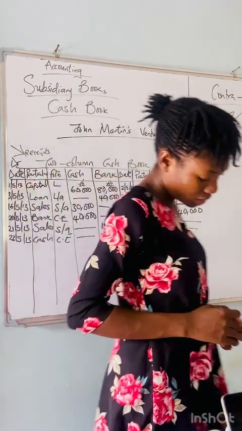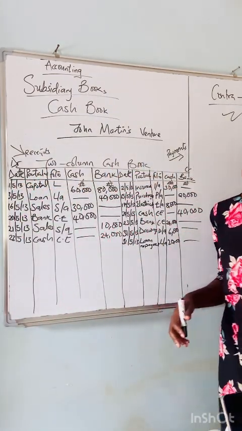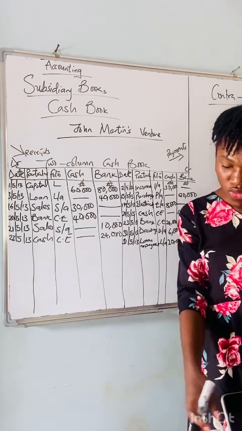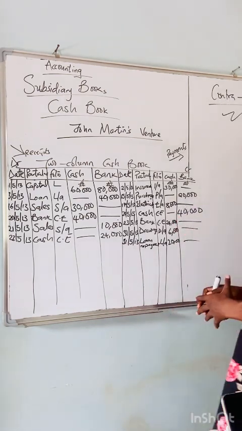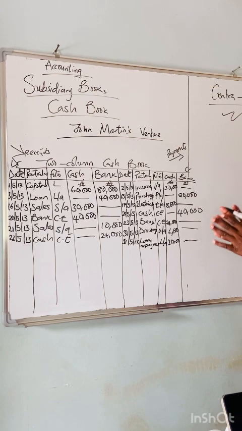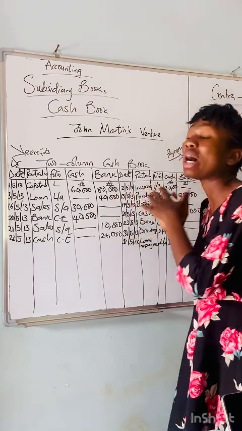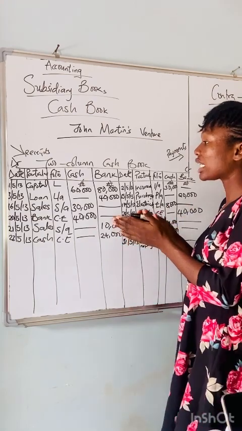So this is our last transaction, right? This is our last transaction. We are through with all our transactions. So what we'll be doing is, we'll be balancing off our accounts. Like we said, in balancing our account, we're trying to make our accounts to agree, right? We want to make our cash account.